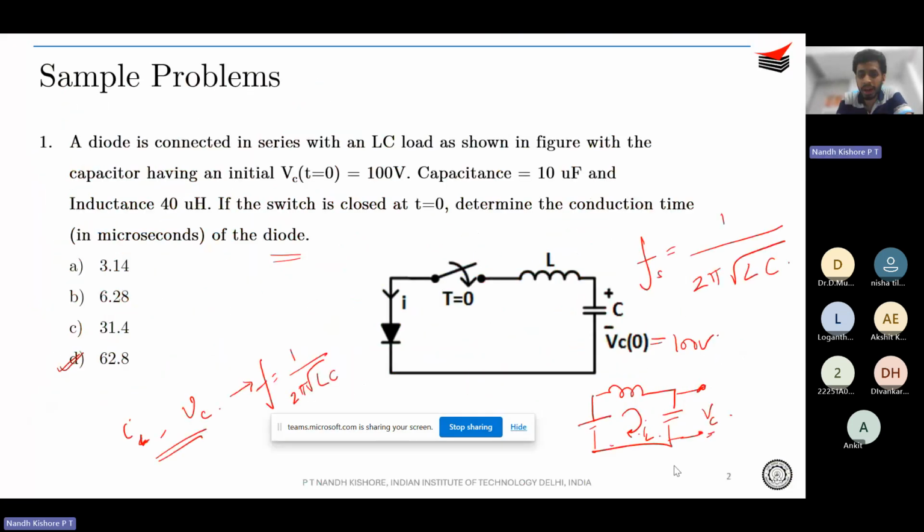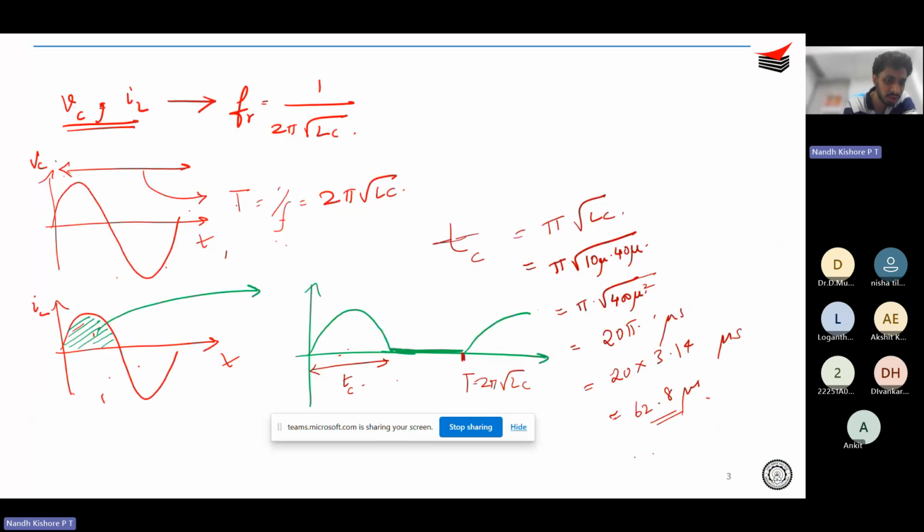Yeah. So again, going back, you just see the capacitor has some initial voltage, 100 volts. So it's like a DC source, and then you have an L and C. The resonating frequency is going to be 1 by 2 pi root LC. However, there is a diode over here which cannot conduct the negative portion of your inductor current. This portion the diode cannot take in. So the diode will conduct only during the positive portion of your inductor current. So what is that period? It will be half the time period, right? Your total time period is 2 pi root LC, so half the time period is pi root LC.